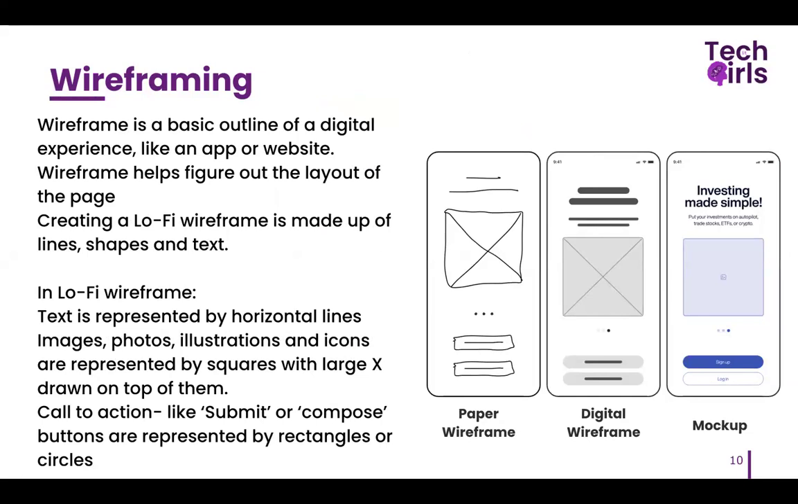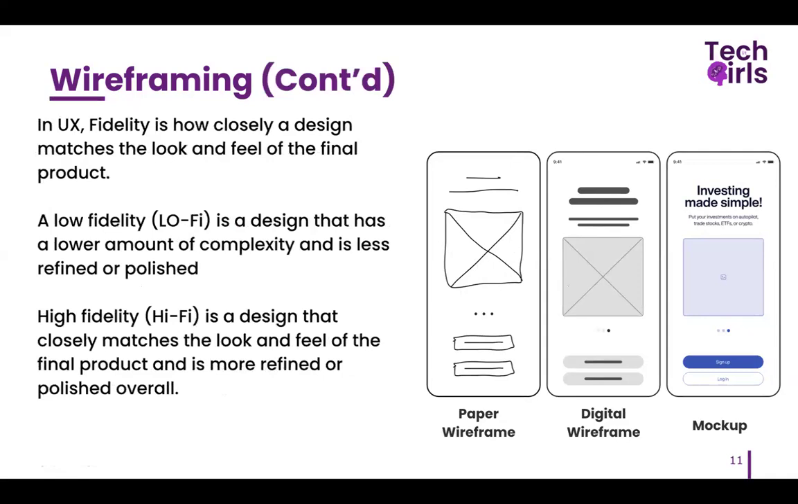And we saw a sample of this here. I told you that a dash line signifies text, and a square with a large X drawn inside signifies photos, illustrations, and icons. Then we also talked about the call to action buttons that are represented by a rectangle. Okay. So then I explained in detail what low fidelity is and high fidelity. So I hope we still remember what we did.